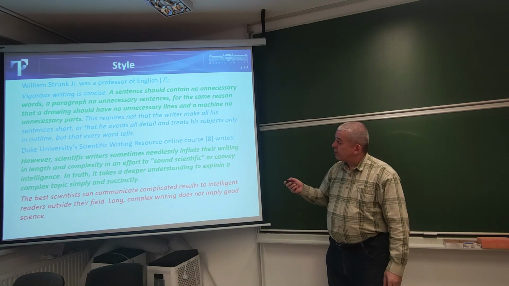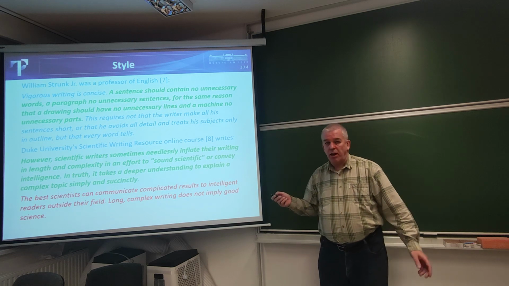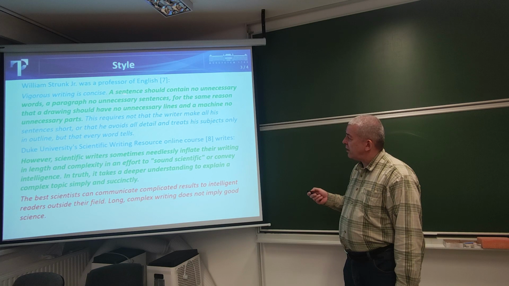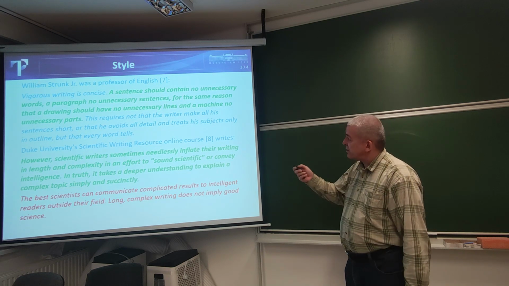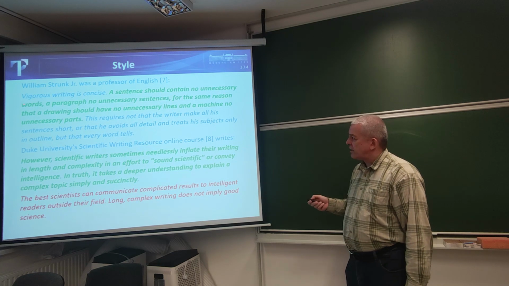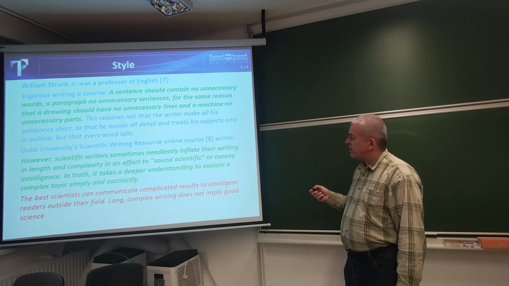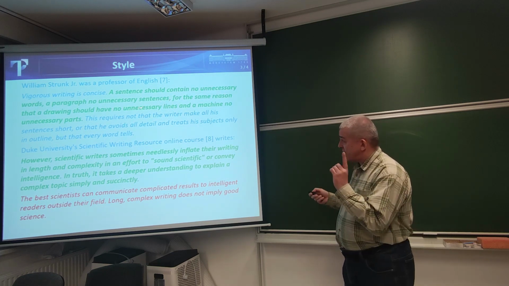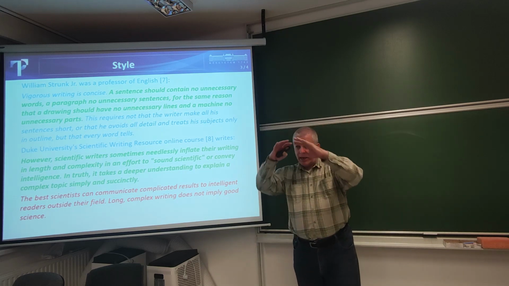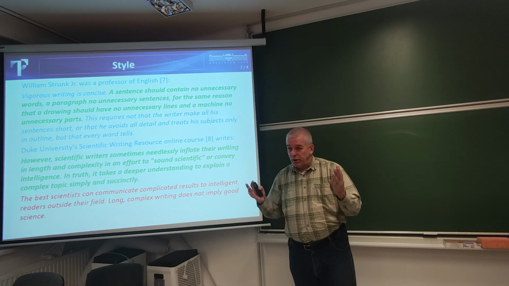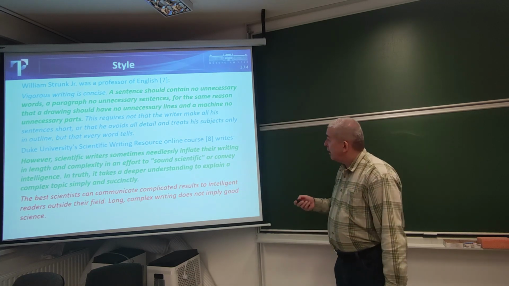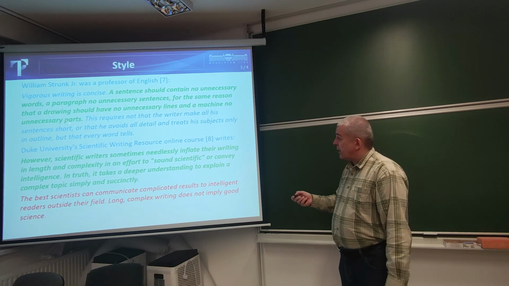William Strunk, he was a professor of English like 100 years ago, but it doesn't matter. Vigorous writing is concise. A sentence should contain no unnecessary words and a paragraph no unnecessary sentences for the same reason that a drawing should have no unnecessary lines. If you make a technical drawing, it should not have unnecessary lines. That's very logical. And the machine, no unnecessary parts.